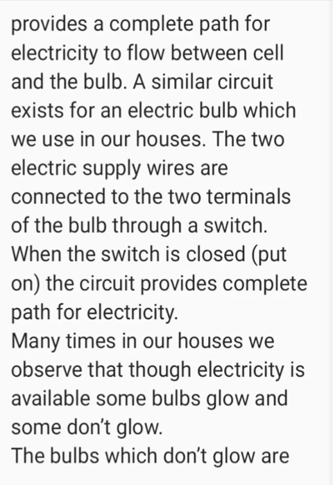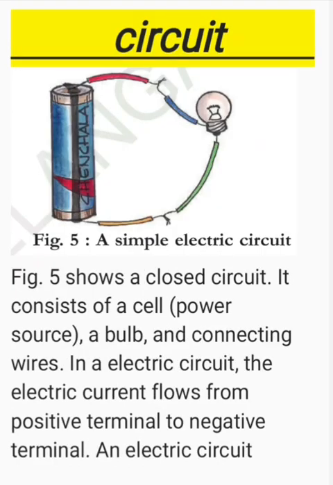A similar circuit exists for an electric bulb which we use in our houses. The two electric supply wires are connected to the two terminals of the bulb through a switch. When the switch is closed, put on, the circuit provides complete path for electricity.